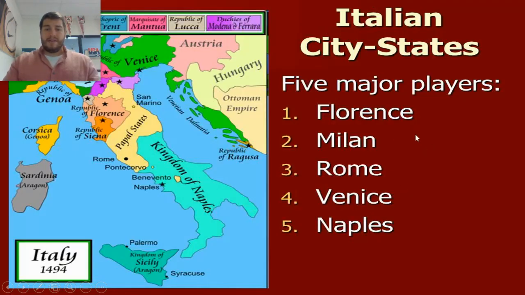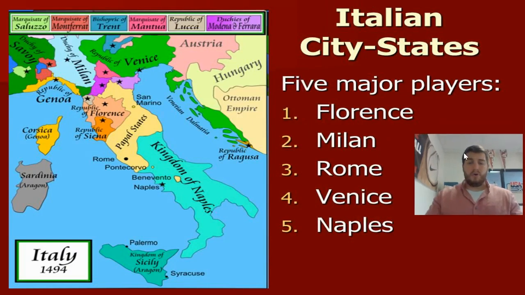The five major Italian city-states are right here, Florence being the most important. Florence is going to be run by a family called the Medicis. They are pretty much the ones that ran the government, wealthy merchants and bankers that are going to make a lot of money and pretty much rule Florence for decades. And you can see all the other ones here. They make their money off of trade, wool, and some manufacturing as well.